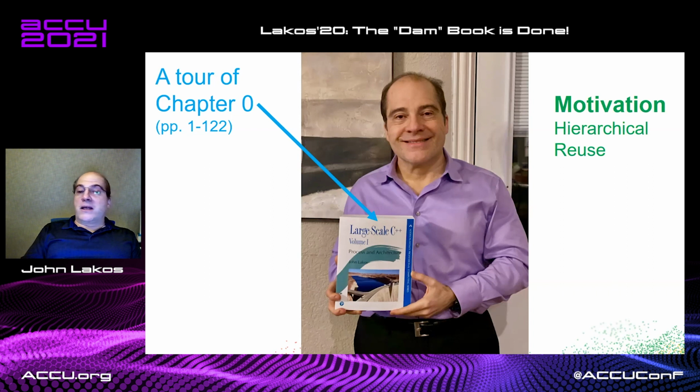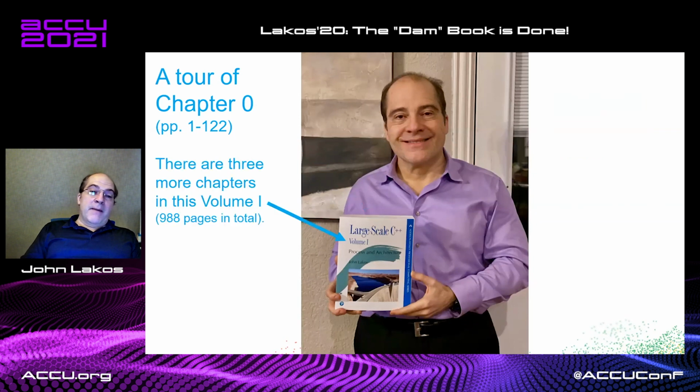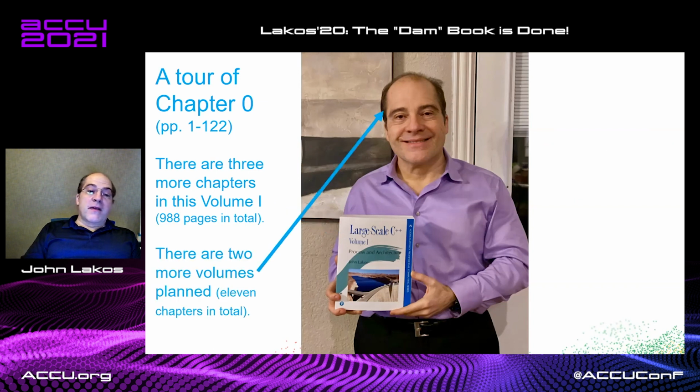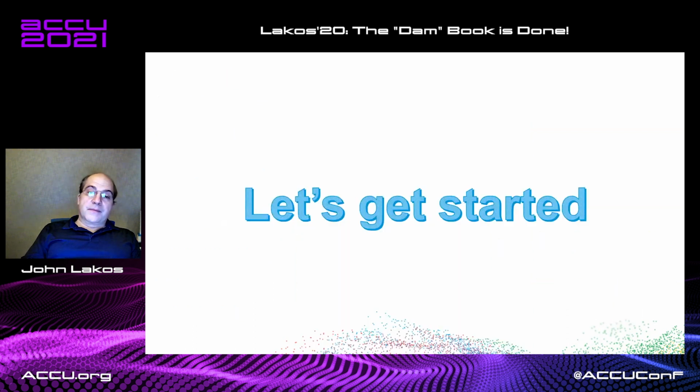The motivation is hierarchical reuse, and it's a way of doing business that is faster, better, cheaper, all at the same time. And it's not something that comes for free or immediately and requires a great deal of investment. There are 3 more chapters in this volume. The volume is called Process and Architecture. There are 2 more in my head. They involve design and implementation and verification and testing. So with that, let's get started.